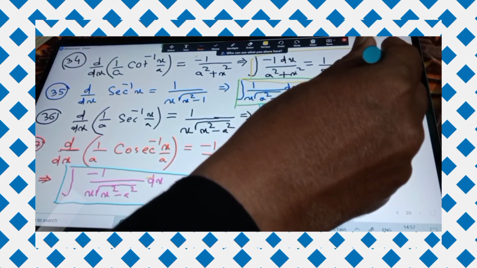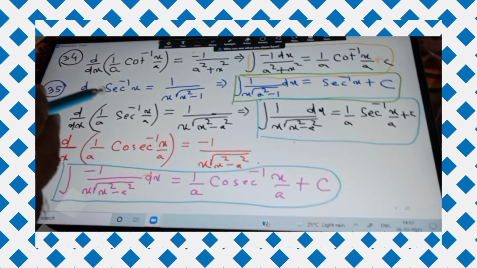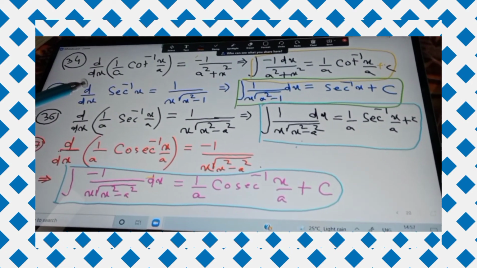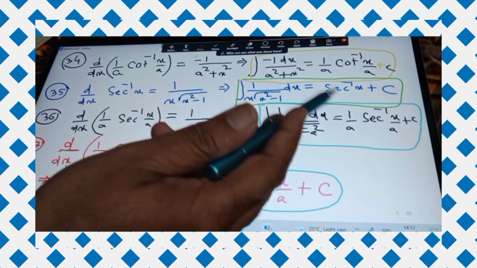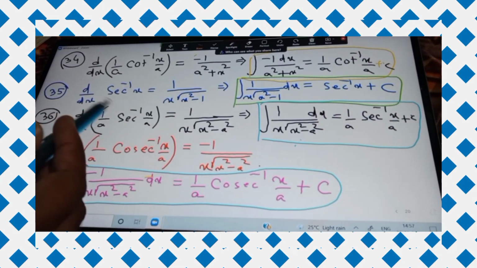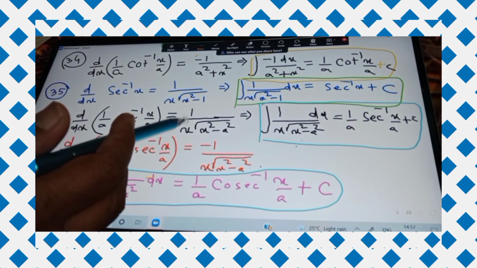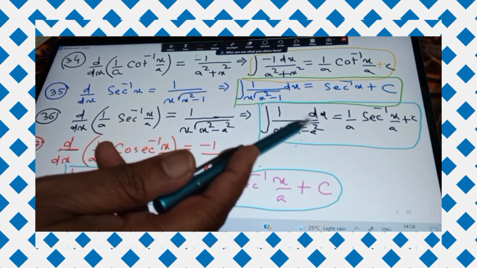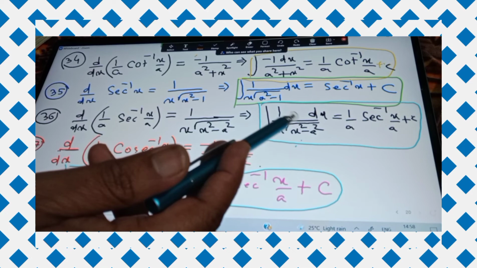Plus c. Understand? So derivative of sec inverse of x is equal to 1 upon x into root over x square minus 1. So integration of 1 upon x into root over x square minus 1 dx is equal to sec inverse of x plus c. So derivative of 1 upon a sec inverse of x upon a is equal to 1 upon x into root over x square minus a square. So integration of 1 upon x into root over x square minus a square dx is equal to 1 upon a sec inverse of x upon a plus c.